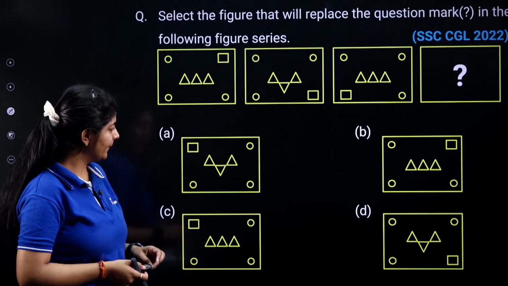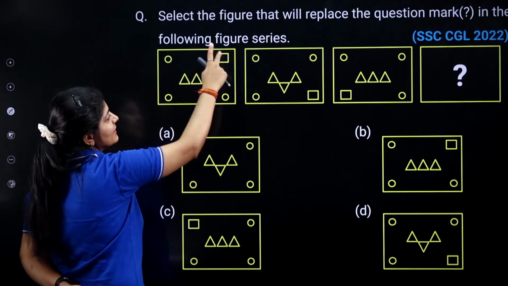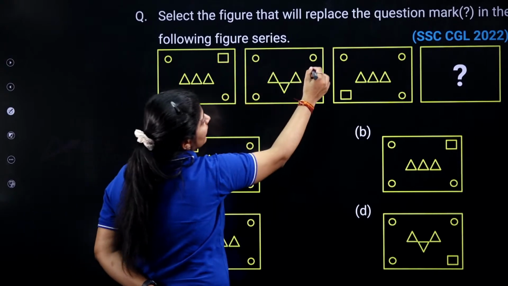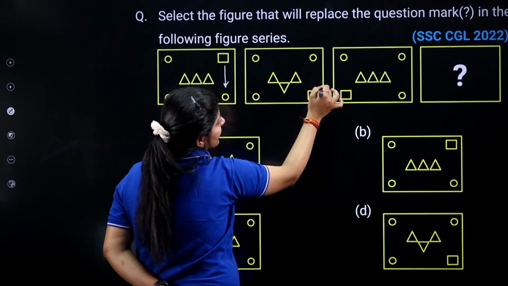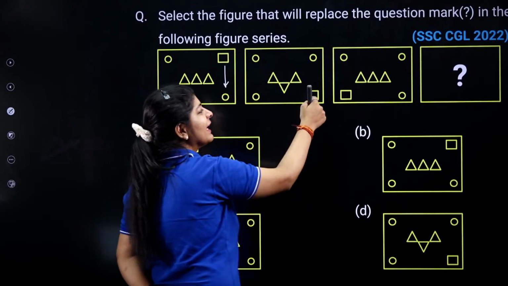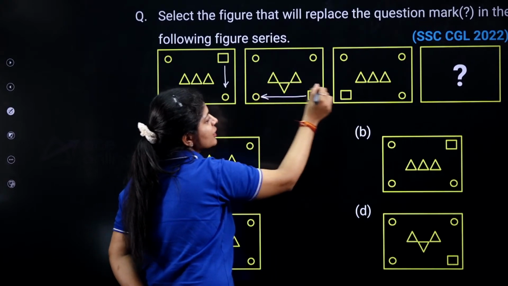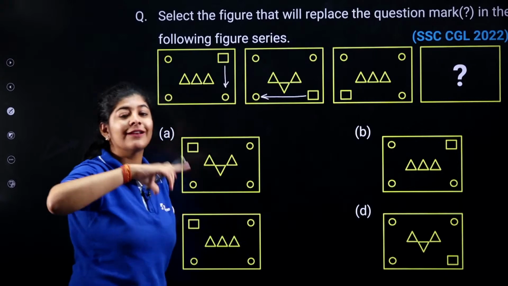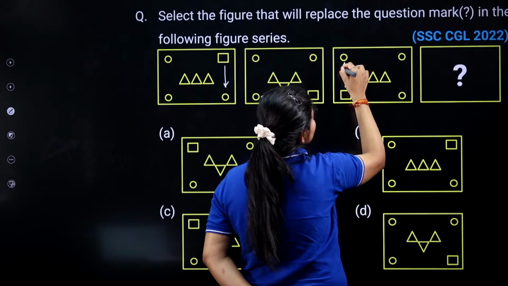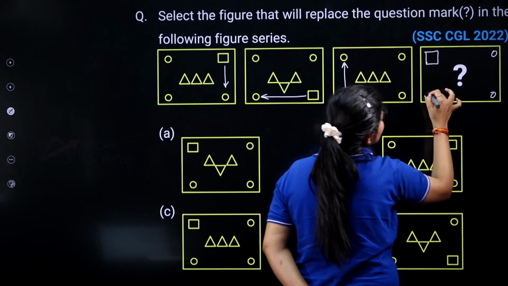C, very good. Let's see. Okay, so here first we will focus on these outer shapes, this square and 3 circles. This square is shifted to this place. Again we are having 1 square and 3 circles. Now this square is shifted to this place. That means it is moving in the clockwise direction. Now this time in this one, this square is shifted to this place. So we need square over here and 3 circles like this one.